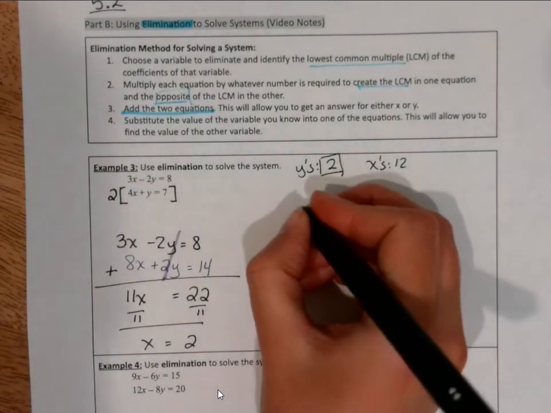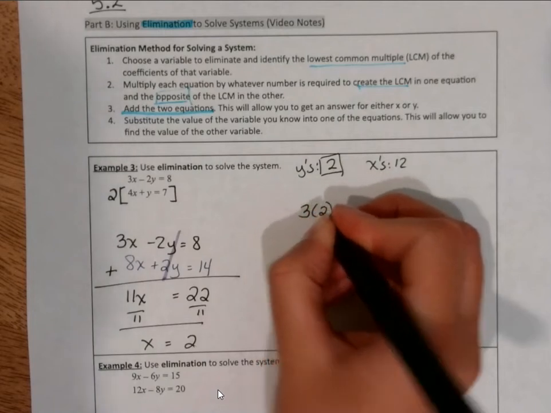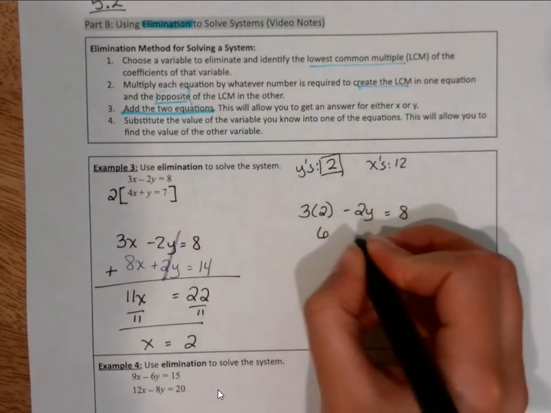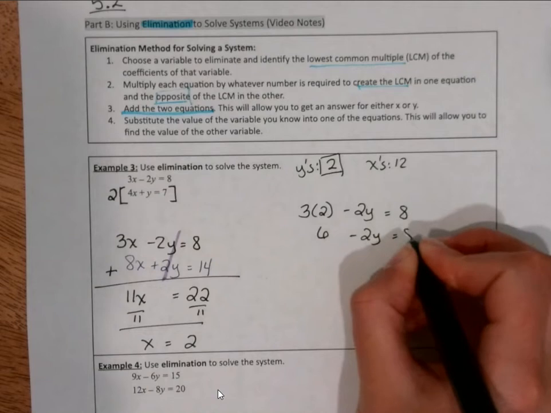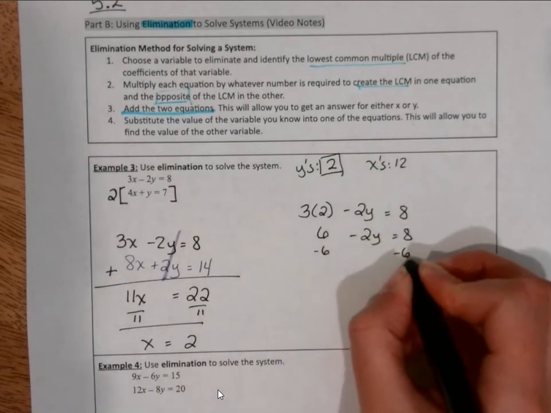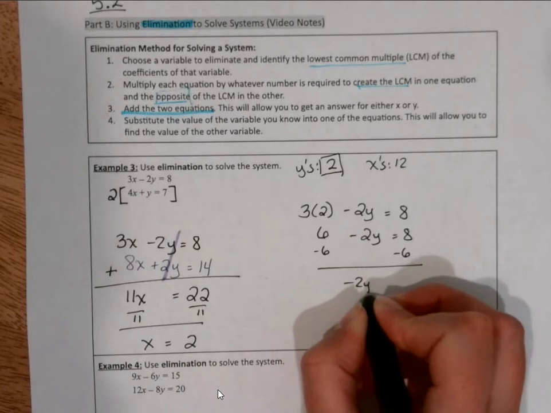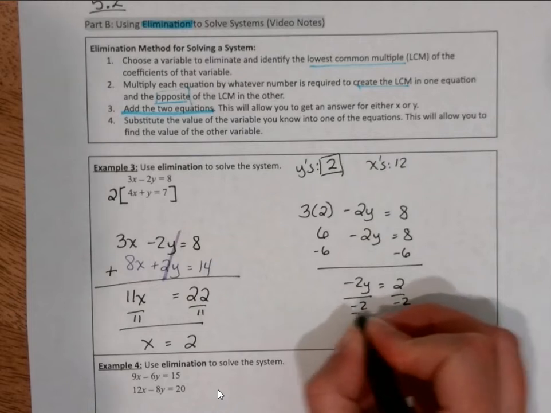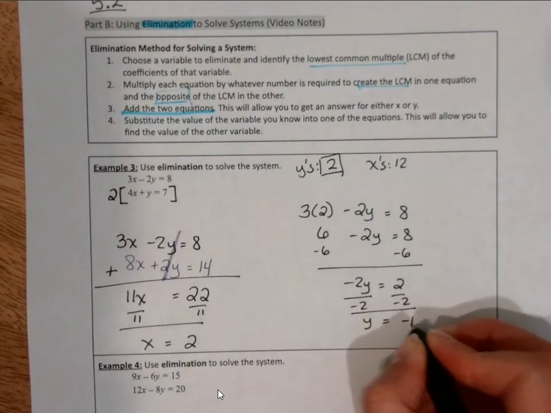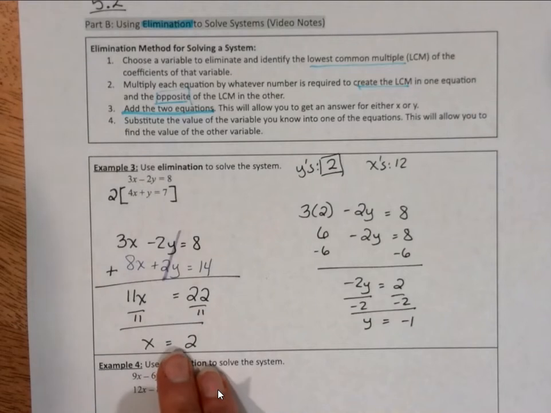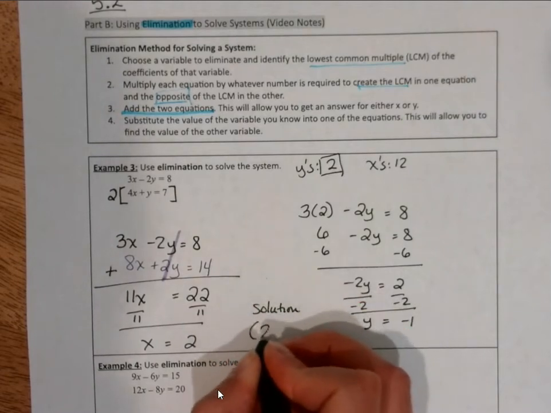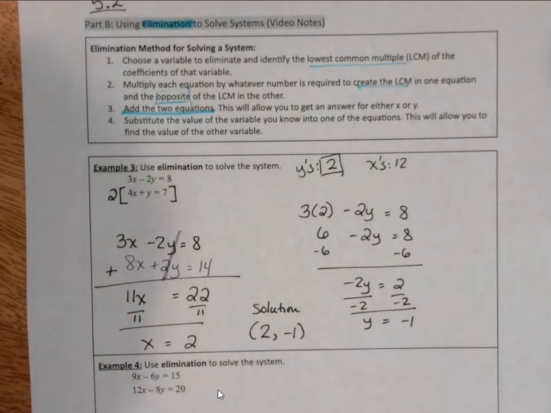Let's go with the top equation here. So that's 3x, or 3 times 2, minus 2y equals 8, or 6 minus 2y equals 8. If I subtract my 6 from both sides, that's negative 2y equals 2. And dividing both sides by negative 2 gives us y equals negative 1. Don't forget to take your two solutions for the x and the y and put them back into one ordered pair. So the solution to the system is that these lines intersect at the ordered pair 2, negative 1.